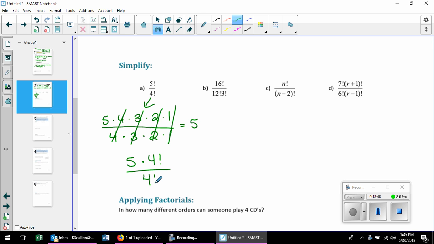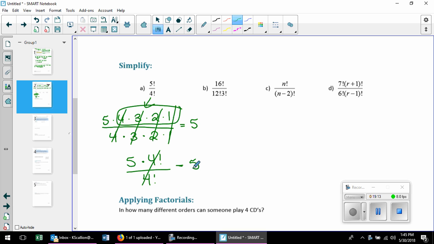So instead of wasting your time expanding it completely, not that big of a deal for 5 factorial over 4 factorial, but all of a sudden it's getting to be a bigger deal when I'm dealing with 16 or I'm dealing with 200 or something like that. You can just expand it to, because really this, what's this? That's 4 factorial. So my answer is 5.